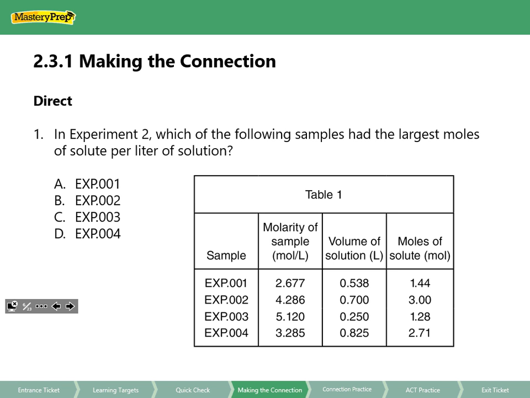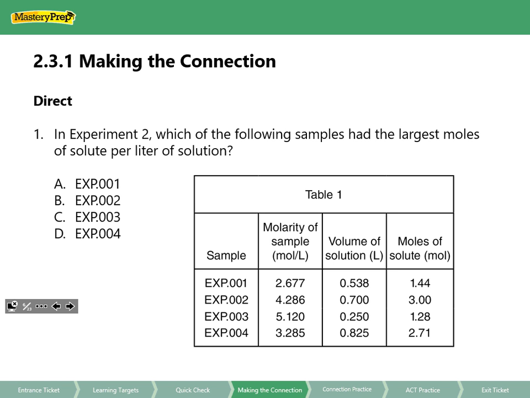Now, there are 2 types of connections that we can have. One of them is direct and one of them is indirect. This here would be an example of a direct connection. In experiment 2, which of the following samples has the largest moles of solution per liter of solution? Moles per liter is where? Second column, yes, because it has molarity of samples, moles per liter.